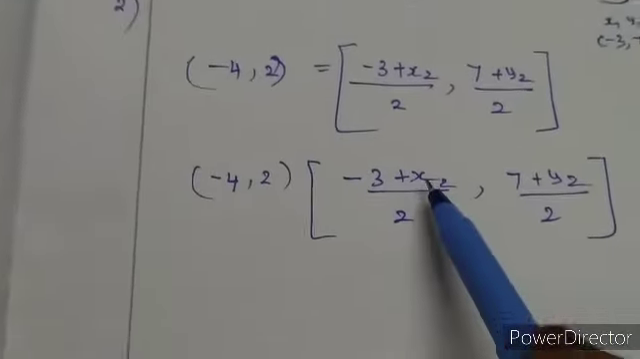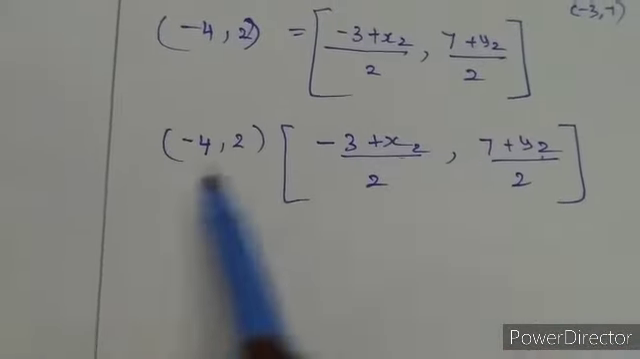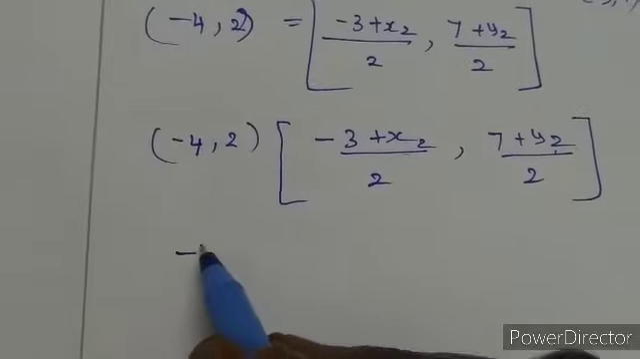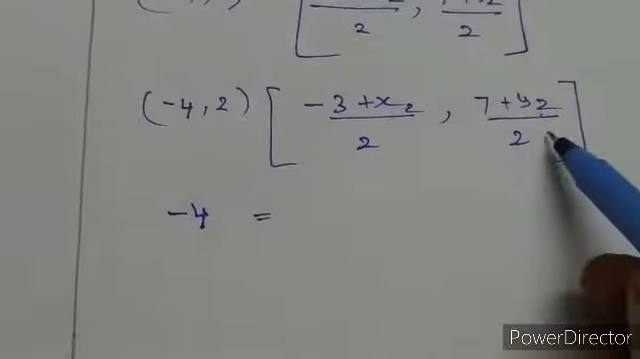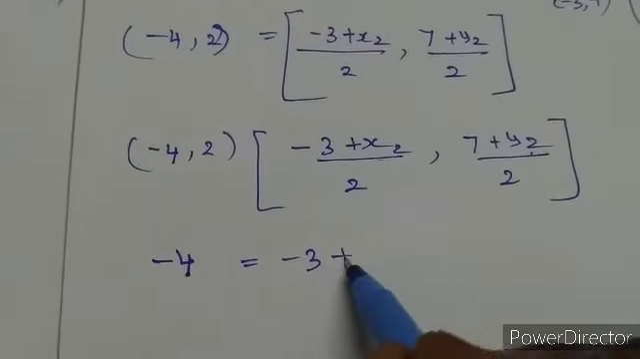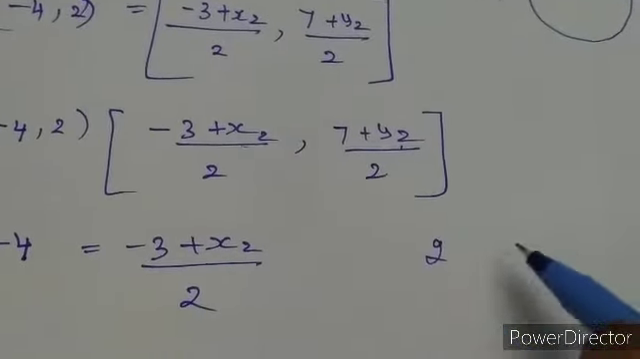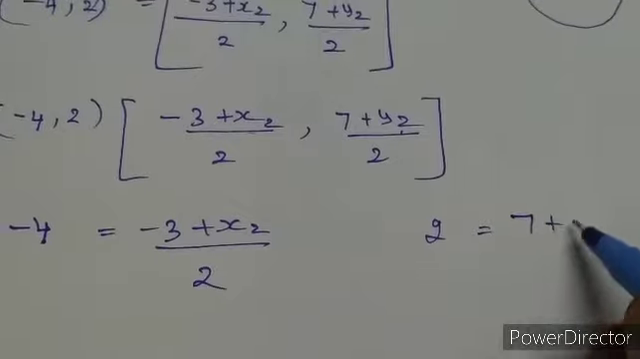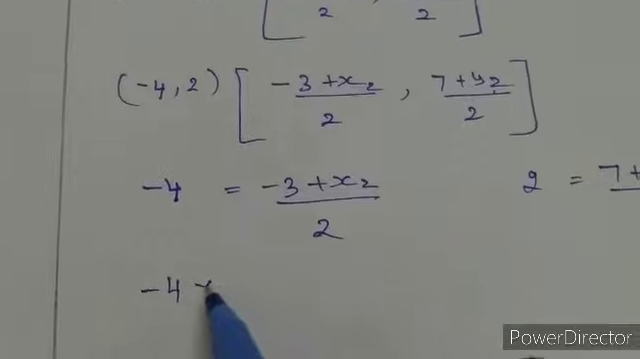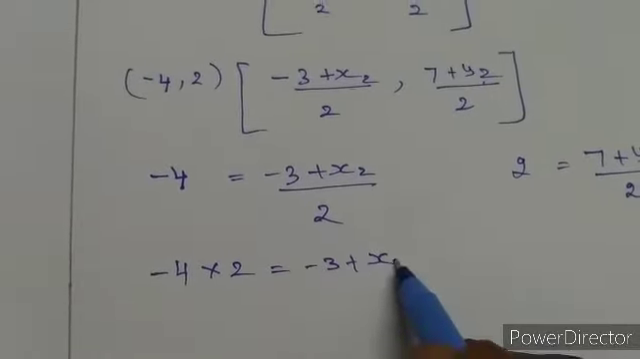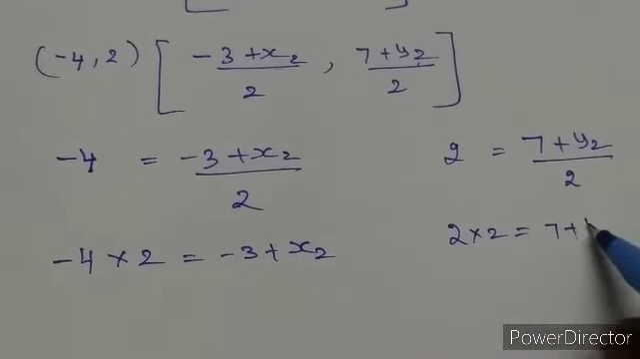Now we are going to find the values of x2 and y2. Let's solve the sum. -4 equals (-3 plus x2) by 2, and for the second point, 2 equals (7 plus y2) by 2. Now we can multiply: -4 into 2 equals -3 plus x2. Here the multiplication, 2 into 2 equals 7 plus y2.